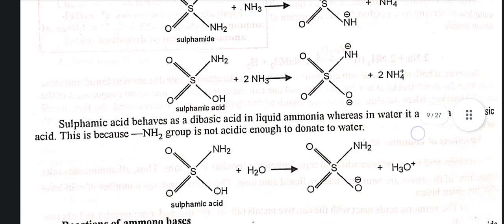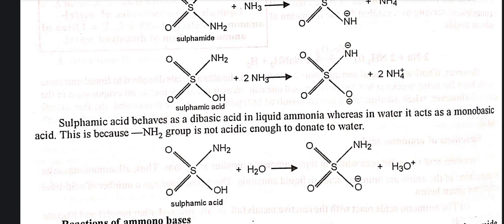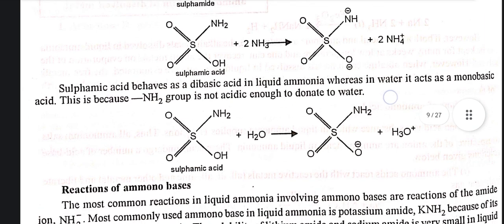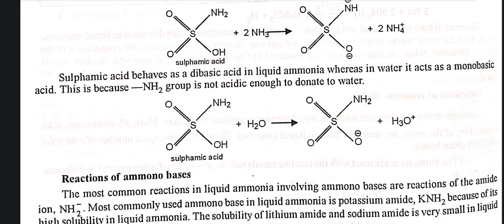Sulfamic acid behaves as a dibasic acid in liquid ammonia, whereas in water it acts as a monobasic acid. This is because the NH2 group is not acidic enough to donate a proton to water.